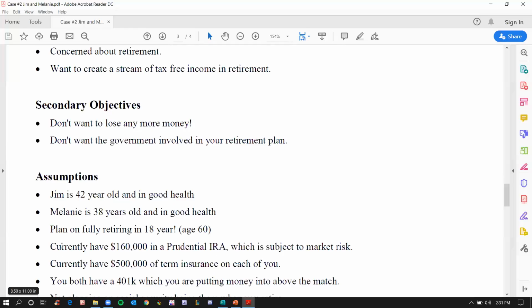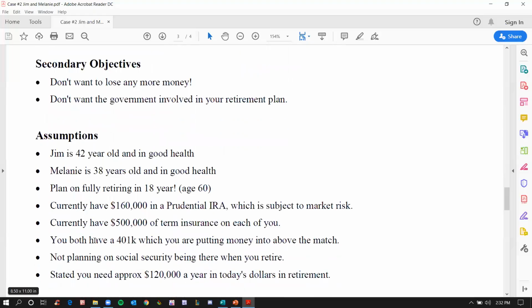You currently have $160,000 in a Prudential IRA, which is subject to market risk. I believe it's a variable IRA, or a Prudential IRA is just a non-annuity, sorry. And you currently have about $500,000 in term insurance on each of you. You both have a 401k, which you're putting money into above the match. You're not planning on Social Security when you retire. And bottom line is, you stated you need approximately $120,000 a year in today's dollars in retirement.